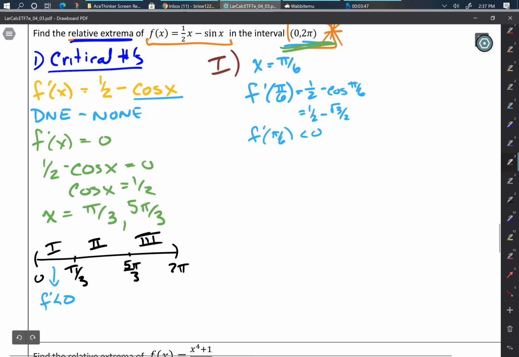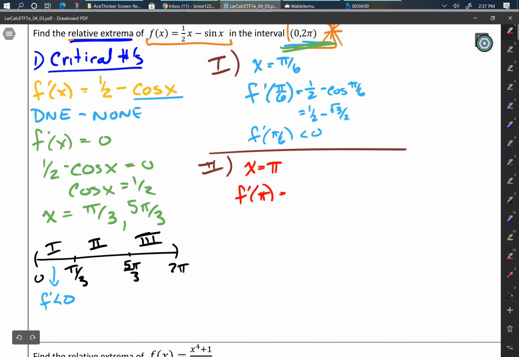Now I'll check the second interval. Interval number 2, I need a number from the second interval. What's between pi over 3 and 5 pi over 3? How about pi? That's an easy one. So what is f prime of pi? That's going to be 1/2 minus the cosine of pi. The cosine of pi is -1, so I've got 1/2 minus a -1, so that's positive 3/2, which is greater than 0, so on the second interval, f prime is greater than 0.